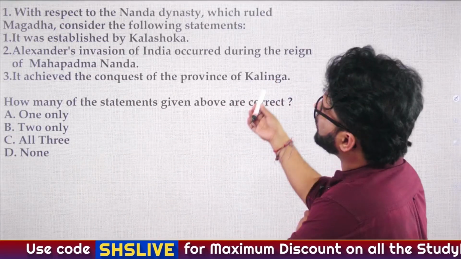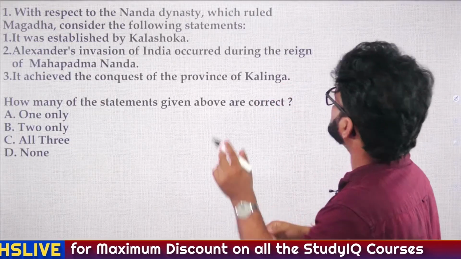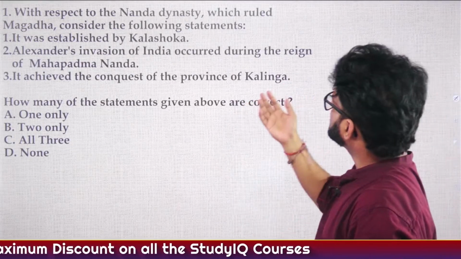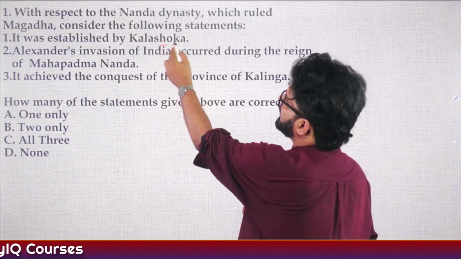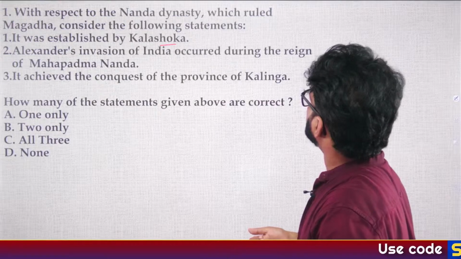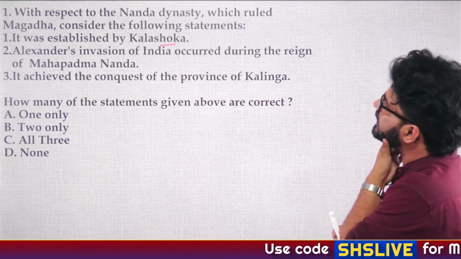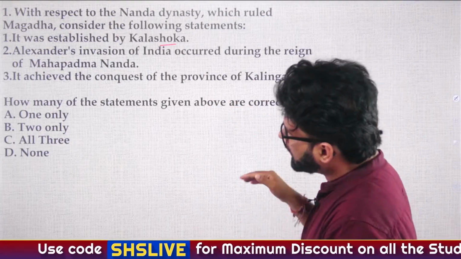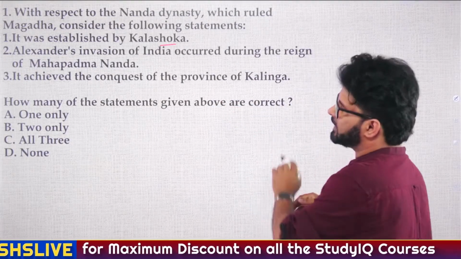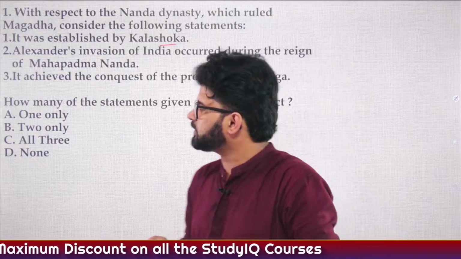So see the first question: with respect to the Nanda dynasty, which ruled Magadha, consider the following statements. First, it was established by Kalashoka. Second, Alexander's invasion of India occurred during the reign of Mahapadmananda. Third, it achieved the conquest of the province of Kalinga. How many of the statements given above are correct? A, 1 only, B, 2 only, C, all 3, D, none.